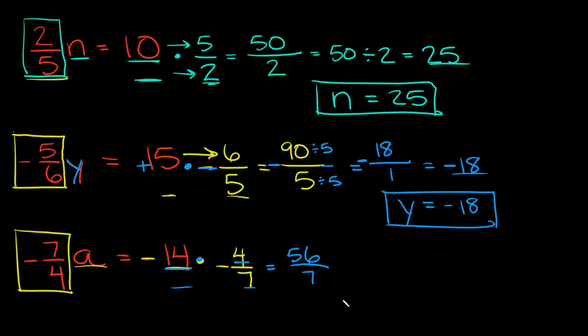Is our answer positive or negative? Well, let's see. We have a negative number times a negative number. That's a positive number, right? So our answer here is positive 56 over 7. Can we simplify our answer any more? Well, yes, we can, because the top and the bottom are both divisible by 7. So let's reduce this. What's 56 divided by 7? That's equal to 8, and then that's going to go over 7 divided by 7, which is equal to 1. And then 8 over 1 is simply just 8. So our variable a is equal to 8.